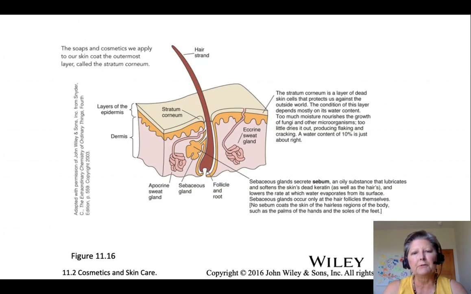This is a cross section of the skin, and what we're talking about when we apply a lotion or use a shampoo is just affecting that top layer. In contrast to, for example, next chapter we're going to talk about drugs, which go inside and have systemic effects.